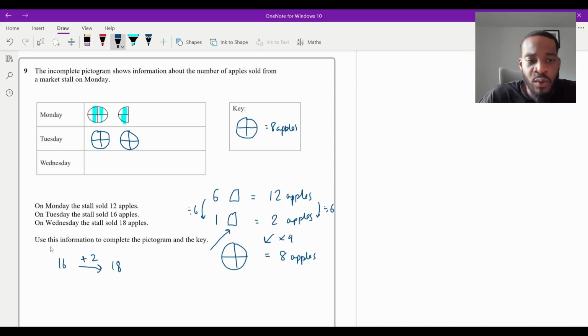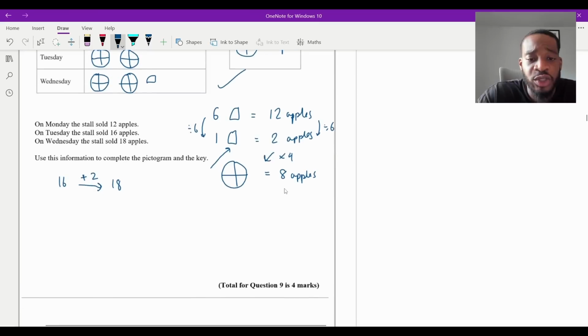So what we can do is say, well, on Wednesday, we're going to have 16. So we're going to have 1 there that represents 8 apples, another 8, which represents 16. And then we need 18 apples. So we need 2 more apples. So I'm just going to put 1/4 like that. And that would be it. That would give you the full marks. And that's question 9 finished.